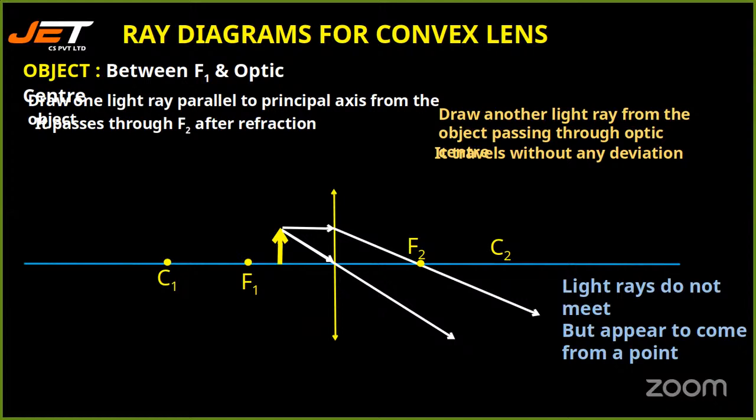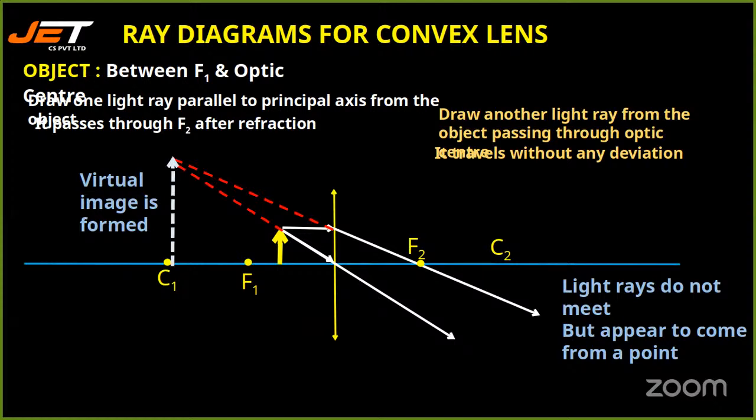They are appearing to come from a point. So if I take these two light rays and join them towards the backside like this, then what happens? They both meet at one point, and that point is our image that is formed. That image is called a virtual image.